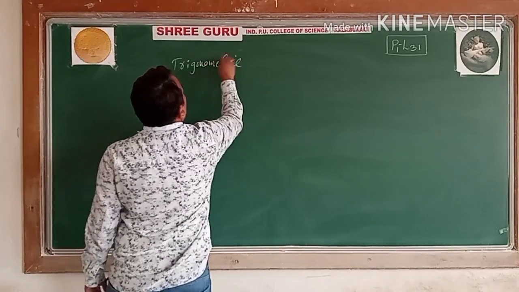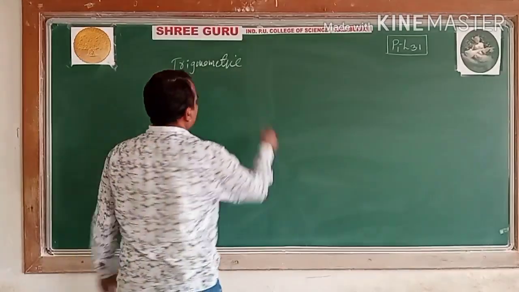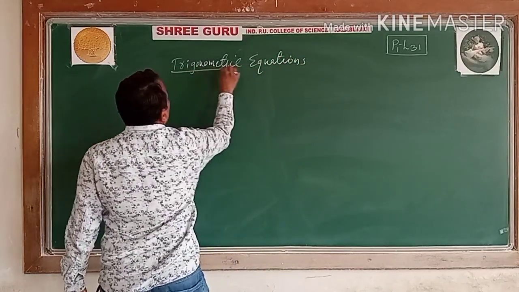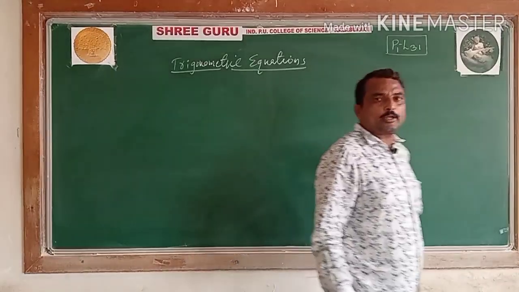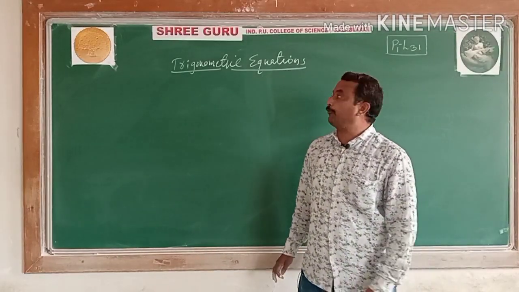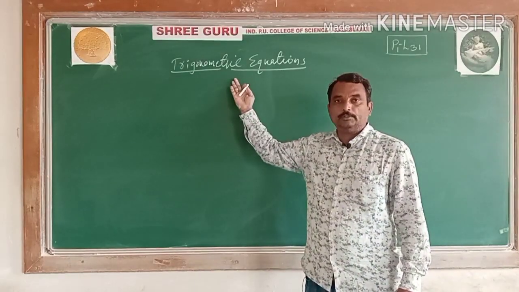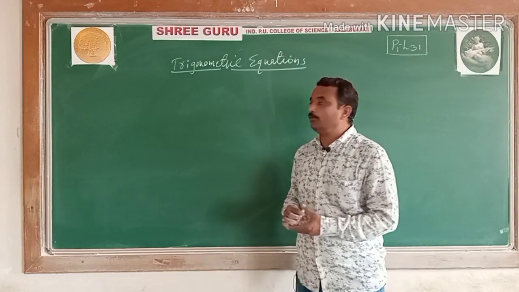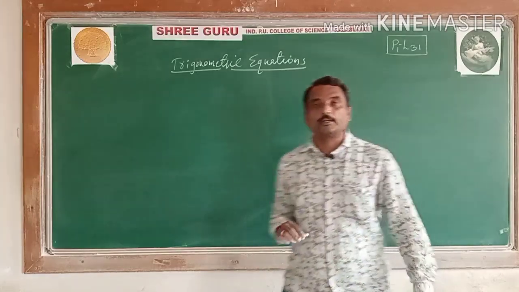Trigonometric equations. See the students here? Trigonometric equations. See, what is in trigonometric equations? An equation which involves the trigonometric functions of variables is called a trigonometric equation. Once again I repeat, an equation which involves the trigonometric functions of variables is called a trigonometric equation.